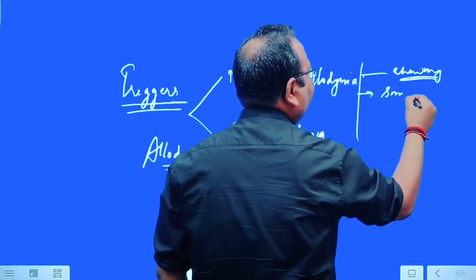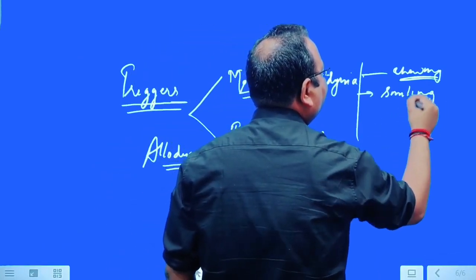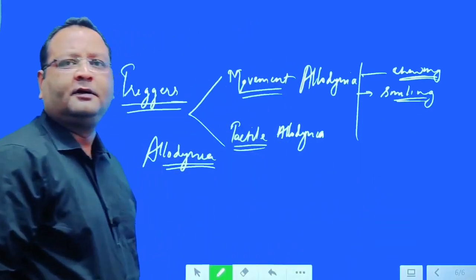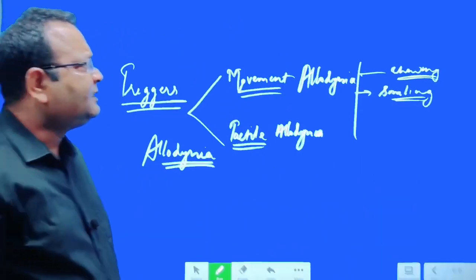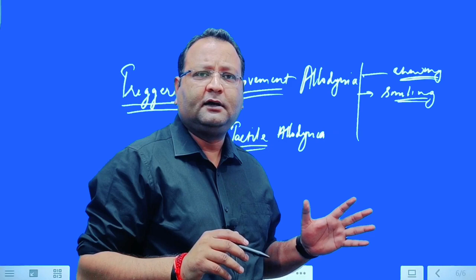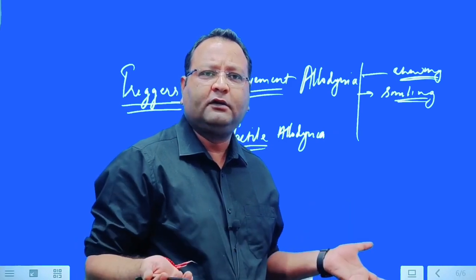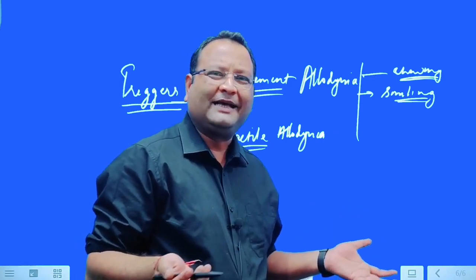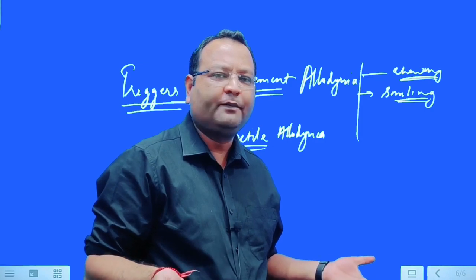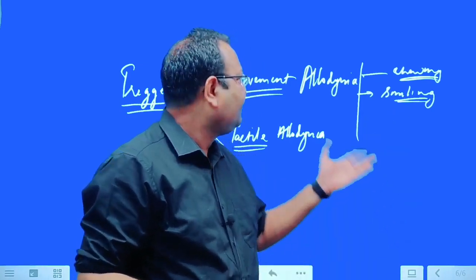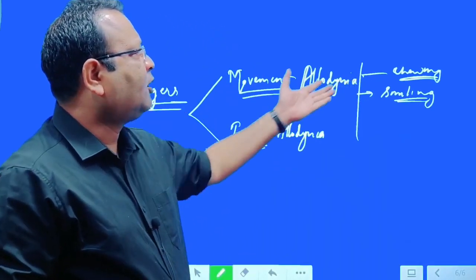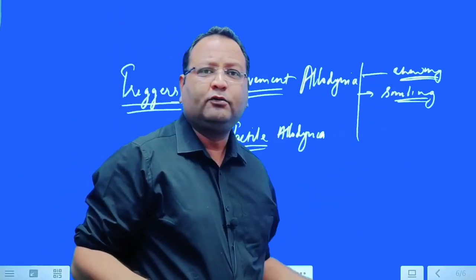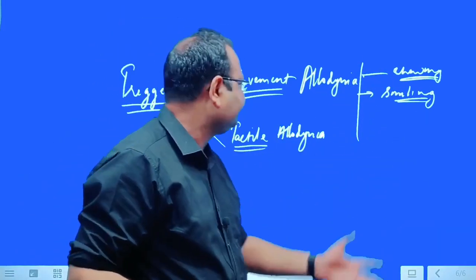While smiling, the pain can occur. So these things like chewing. Chewing is not a painful thing. Whenever you do mastication or masticatory action, it is not painful. Smiling is not painful. But these non-painful activities can lead to trigeminal neuralgia.